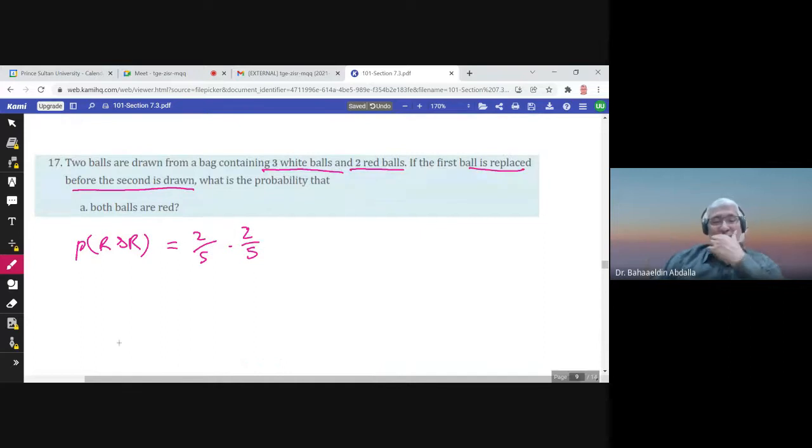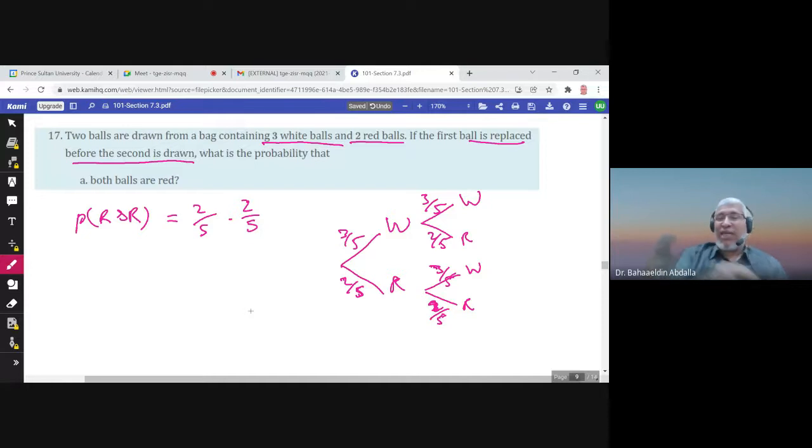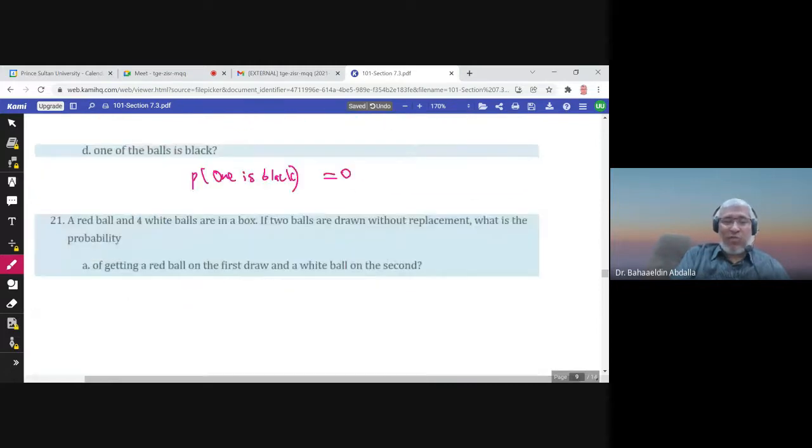So what if you want to make a tree diagram here? Well, a tree diagram would be easy. The first ball could be white or red. The probability that it is white, 3 over 5. The probability that it is red, 2 over 5. Now the second ball could also be white or red. And now the probability that it is white is also 3 over 5, and red 2 over 5, because the ball is replaced. So always here, the probability of white would be 3 over 5, and the probability of red would be 2 over 5 each time we draw a ball, even if we select more than 2 balls.